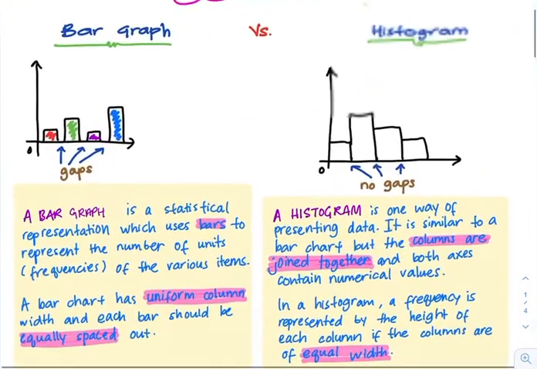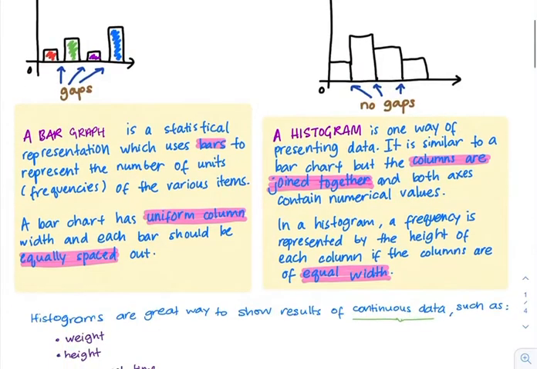Now, if we put it side by side, I know all of you can tell me what the differences and what the similarities are, right? Well done. They are similar in terms of the columns using bars, and the difference is that a bar graph has gaps while a histogram has no gaps. Another difference is that a histogram contains numerical values for both axes. I'm going to show you later.